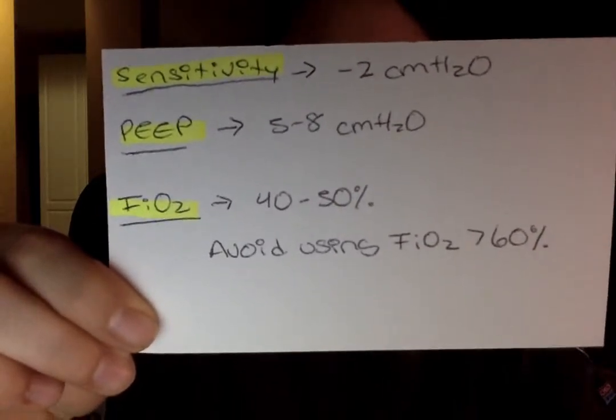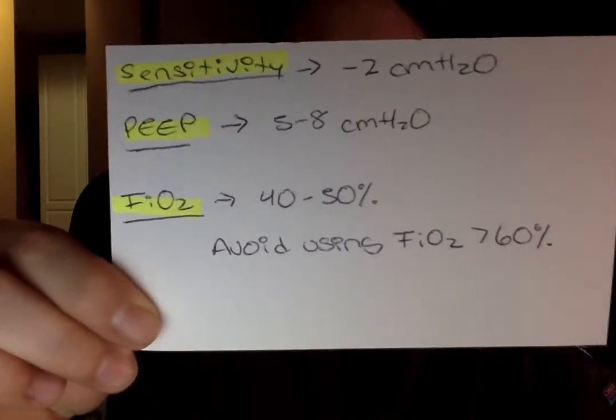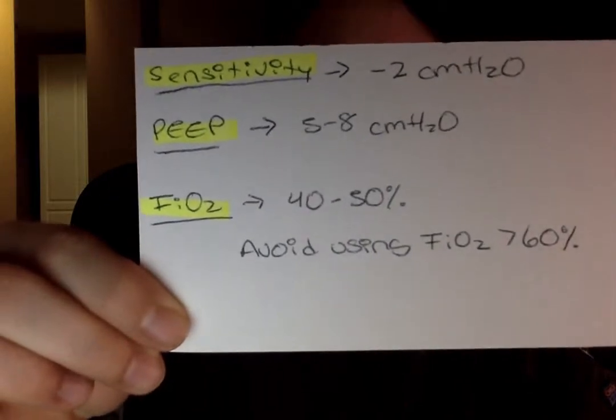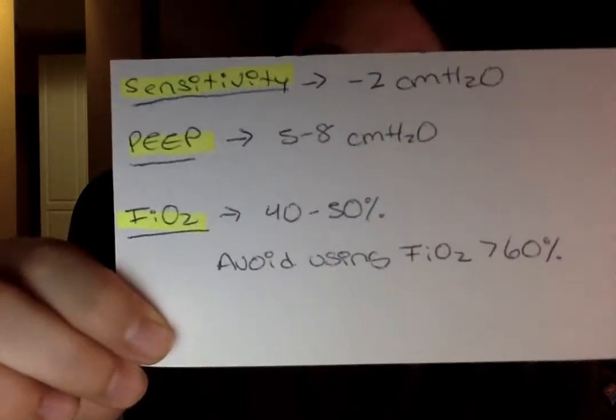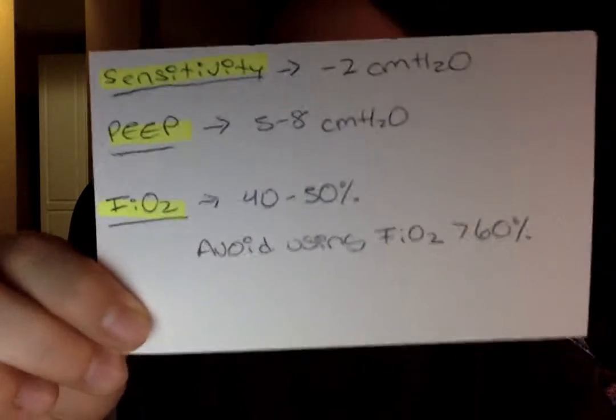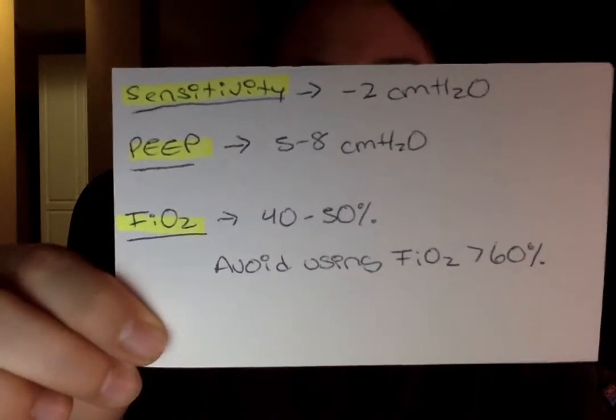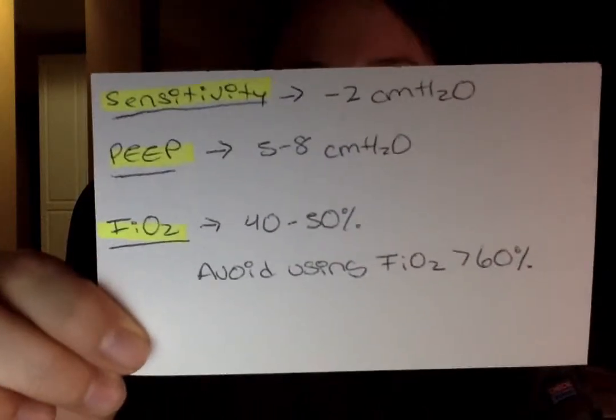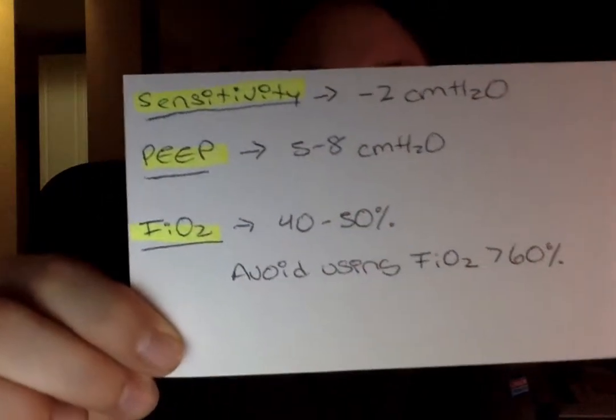Our sensitivity, this parameter makes it easy or hard for the patient to trigger the machine in inspiration if they were to start spontaneously breathing. So we set this at -2 centimeters of water. Our PEEP, we set this at 5 to 8 centimeters of water.